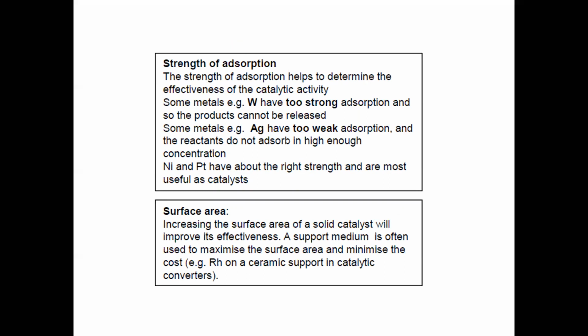Then the second thing, the surface area. Increasing the surface area of a solid catalyst will improve its effectiveness, and a support medium is often used to maximize the surface area and minimize the cost, for example a ceramic support. A catalyst will be effective when it has a large surface area. What is the support medium?